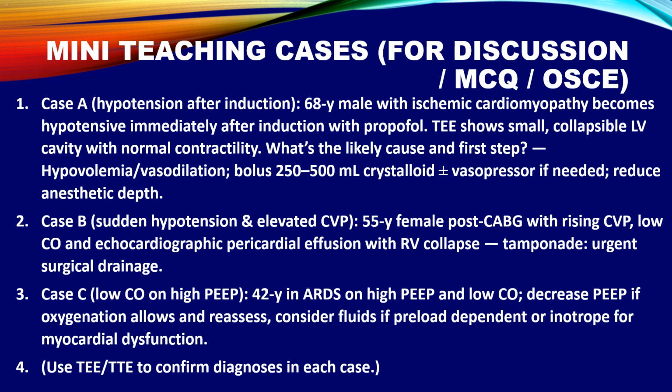Reduce anesthetic depth. 2. Case B, sudden hypotension and elevated CVP. A 55-year-old female post-CABG with rising CVP, low CO and echocardiographic pericardial effusion with RV collapse: tamponade, urgent surgical drainage. 3. Case C, low CO on high PEEP. A 42-year-old in ARDS on high PEEP and low CO: decrease PEEP if oxygenation allows and reassess, consider fluids if preload dependent or inotrope for myocardial dysfunction. 4. Use TTE to confirm diagnoses in each case.